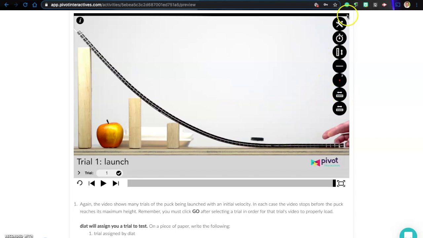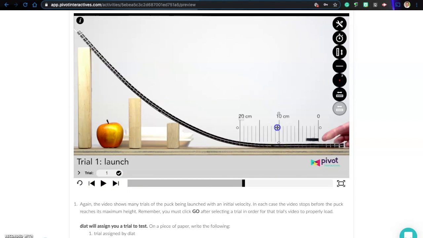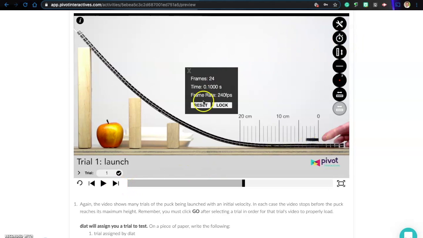What I'm going to go ahead and do is open up a horizontal ruler, and I want to get it just right when the puck leaves the finger, and I'm going to set 0 at the back of the puck. I'll get my stopwatch and reset the time. I'll find out the change in position and the change in time, and I'll graph that on a position clock reading graph.